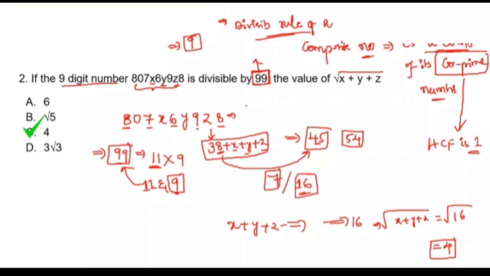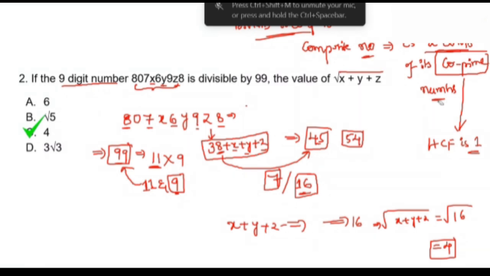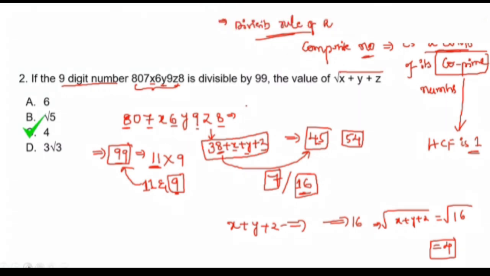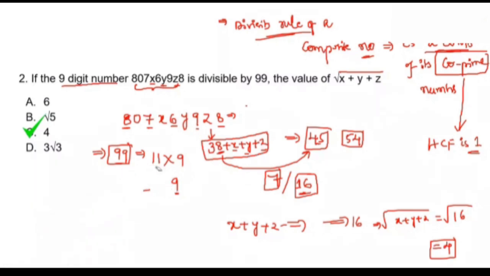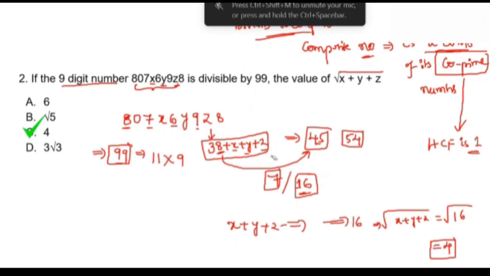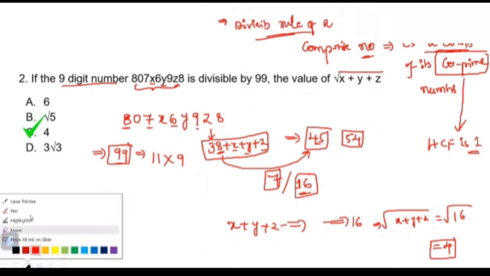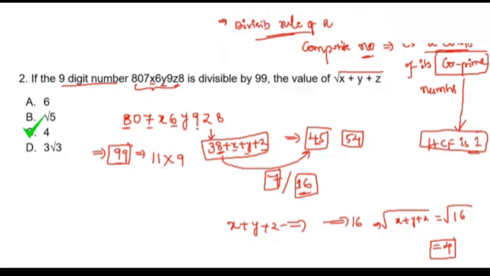Okay. There is a rule for divisibility of a composite number. What is that rule? If a number is composite, its divisibility rule is a combination of its co-prime factors. This is the rule. So I need to factorize 99 in terms of those numbers whose highest common factor is 1, because co-prime numbers are the numbers whose highest common factor is 1. I need to factorize 99 in terms of two co-prime numbers. I can write 99 as 11 into 9. Yes, 11 and 9 are co-prime numbers.